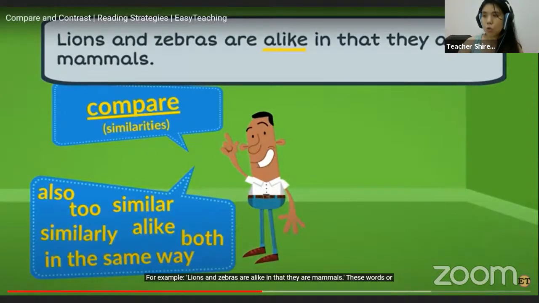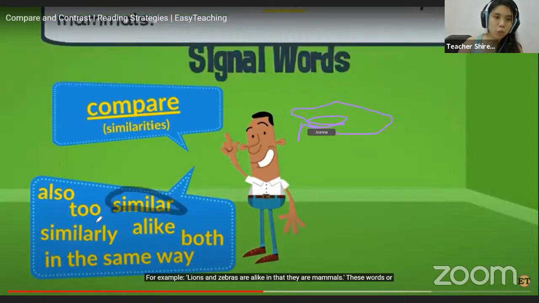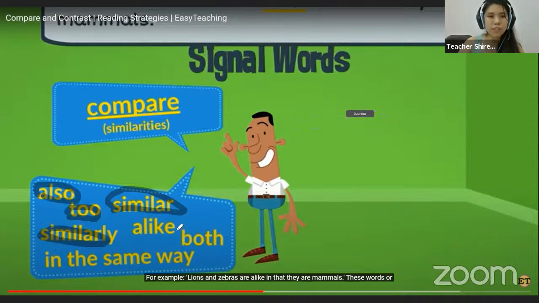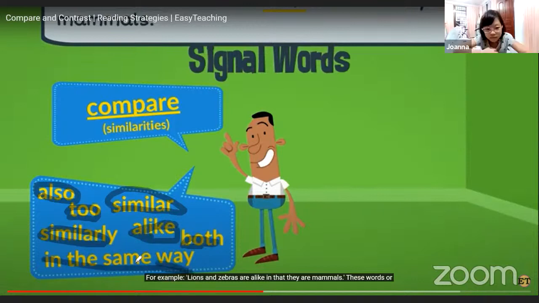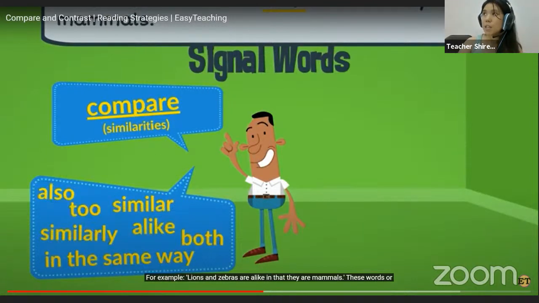So you need to know the words that they normally use in the passage. It's like similar, 相同, also, 也是, similarly, alike, 差不多一样, both, 两个都是, in the same way. So all this actually means that it is similarities.